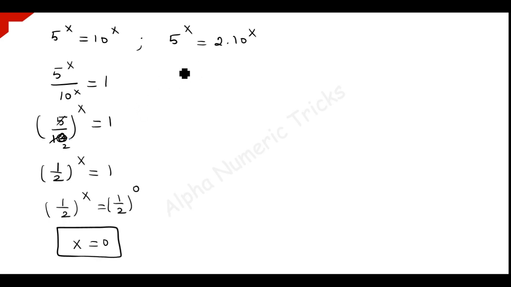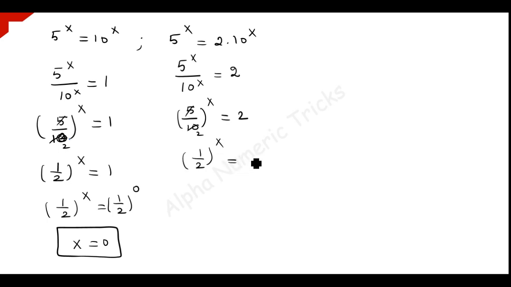And from this we have 5 to the power x. Take this 10 to the power x to the denominator is equal to 2, or you have 5 by 10 whole to the power x is equal to 2, or here you have 1 over 2. 1 over 2 whole to the power x is equal to 2, or you have 2 by 1, you can write it, or 1 by 2 whole to the power x is equal to 1 by 2 whole to the power minus 1. When you're taking reciprocal for this, you have to put this to minus 1.